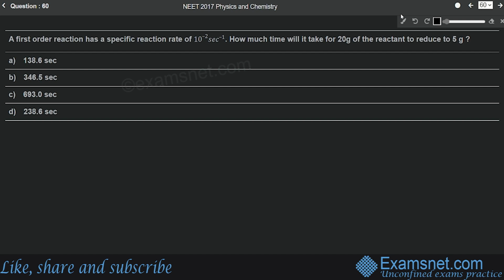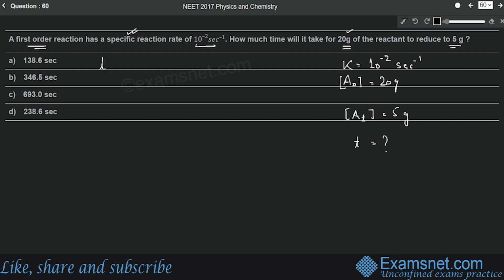Question number 60 is from the chapter Chemical Kinetics, and the question is: a first order reaction has a specific reaction rate of 10 to the power minus 2 per second. How much time will it take for 20 grams of the reactant to reduce to 5 grams? Okay, so what is given here, the specific reaction rate, that is K, is given as 10 to the power minus 2 per second. Then the initial concentration, that is A naught, is given as 20 grams. It has to reduce to the final concentration, that is At, and it is given as 5 grams, right? And we have to find out the time taken for this reduction.